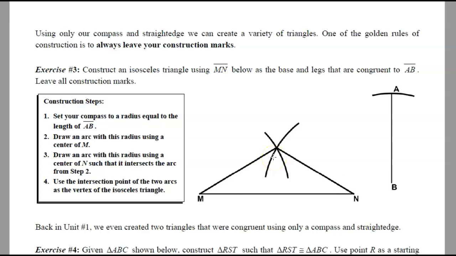So it's similar to the equilateral triangle construction, except we're not using segment MN this time, we're using some other arbitrary length. So the takeaway here is, you can make it any length you want and create an isosceles triangle. And then the way you make it a more specific equilateral triangle is to make that compass length the side that you start with. But it'll always be at least isosceles with this procedure.